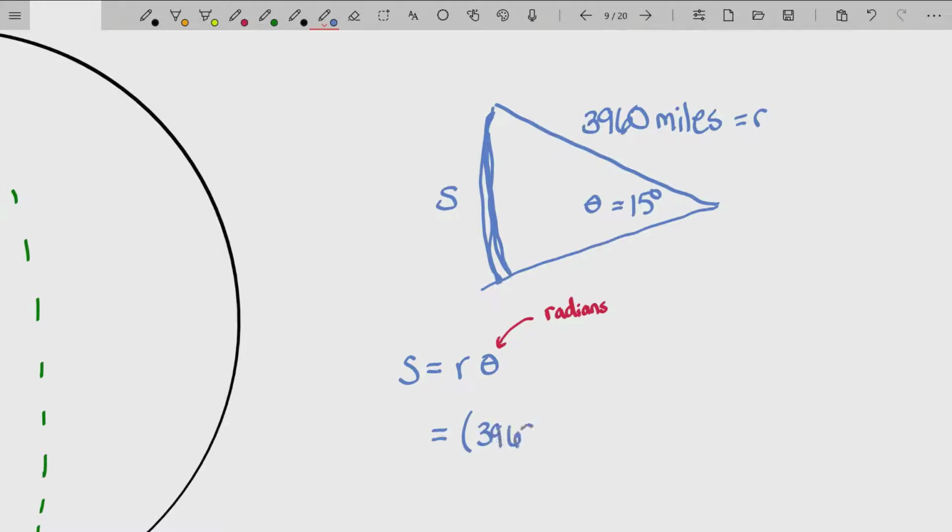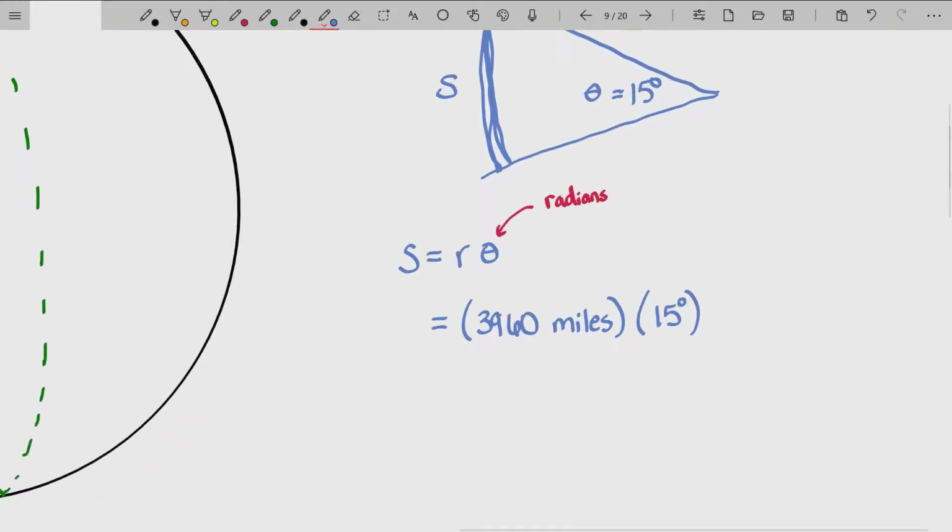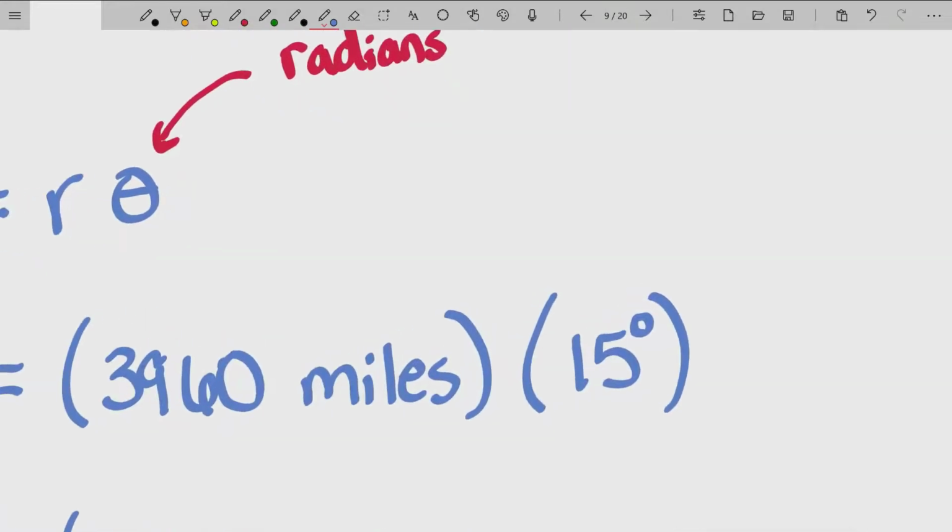It's 3,960 miles times 15 degrees, which does not work. So we have to exchange degrees for radians. Because let me say it this way, if I left it like this and I did the computations, my answer would be degree miles or miles degree. And that makes no sense.